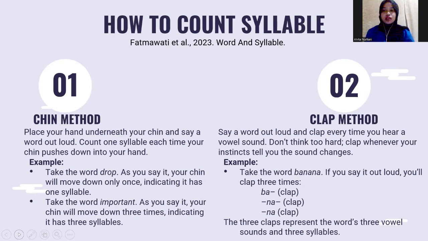And then the second one is the clap method. Say a word out loud and clap every time you hear a vowel sound. For example, the word banana. If you say it out loud, you'll clap 3 times. Banana. And then the 3 claps mean that it has 3 syllables in the word banana.